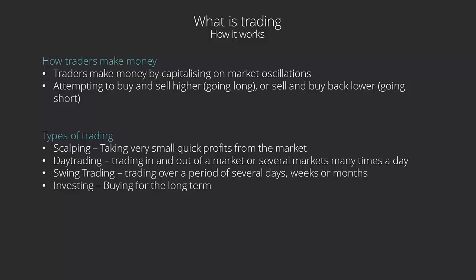So how do traders make money? Well, first of all, traders make money by capitalizing on market oscillations. And when I talk about a market, I mean something like the German DAX, the US Dow, crude oil, gold, silver, or a stock. Could be a stock like Apple, could be a UK share like Marks and Spencer's. Traders make money by buying and selling at a higher point, which is called going long, or they sell and buy back lower, going short. So whichever way the market's moving, they're attempting to capture those moves.